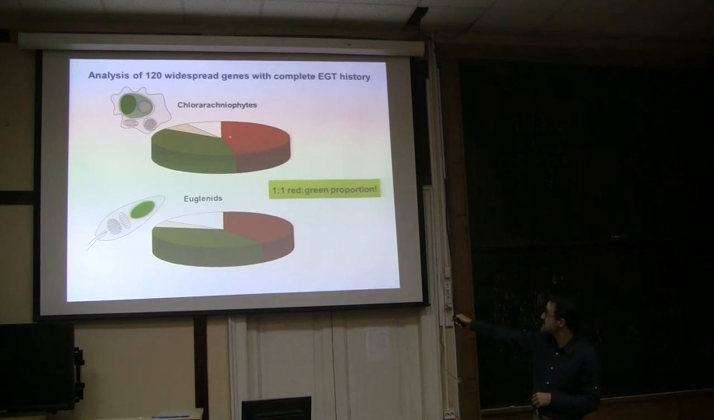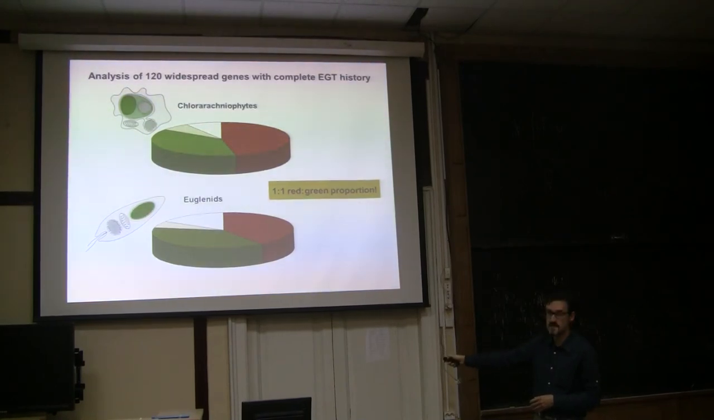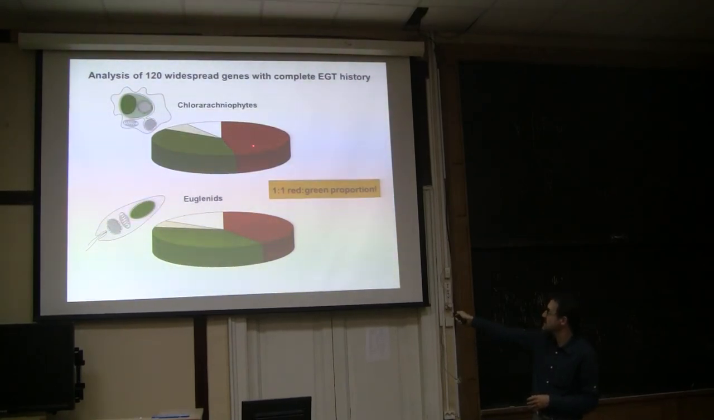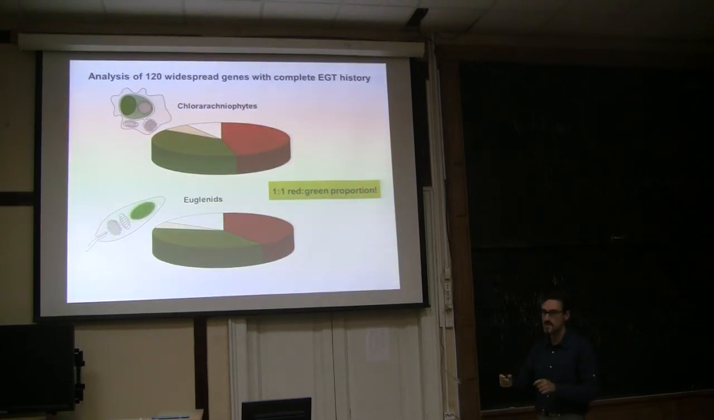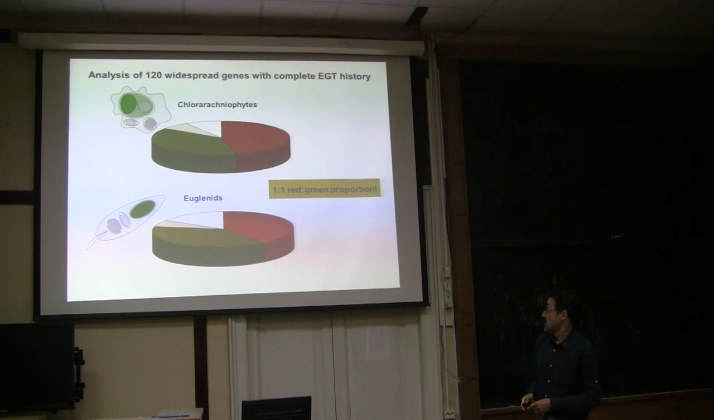We have about 50% of the endosymbiotic gene transfers in the two cases that are of green algal origin, as expected, but we have also a little bit more than 50% of genes of clear red algal origin than genes of green algal origin in both chlorarachniophytes and euglenids. So there is more or less 50% of the two types, which was something completely unexpected.